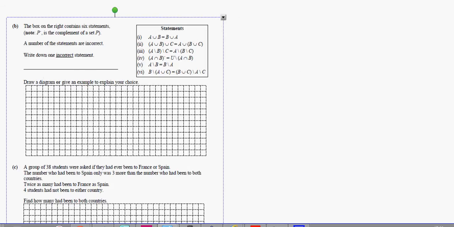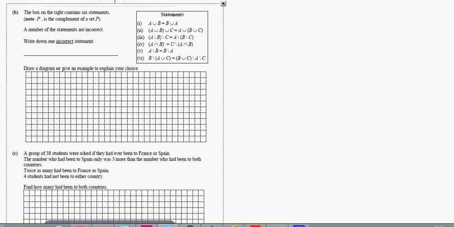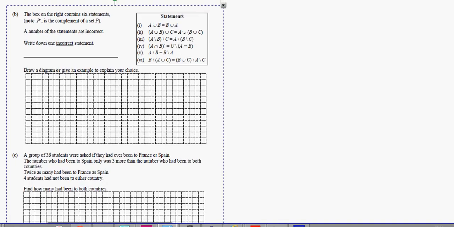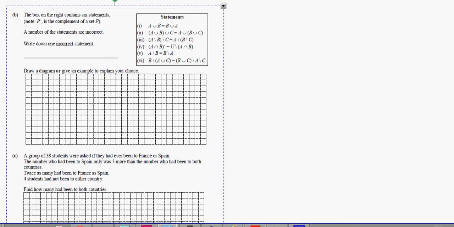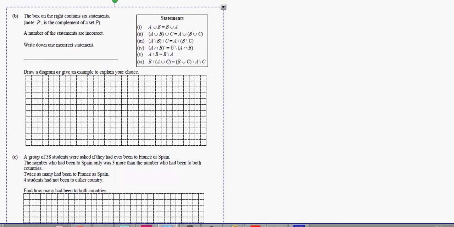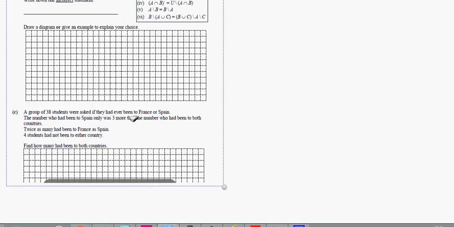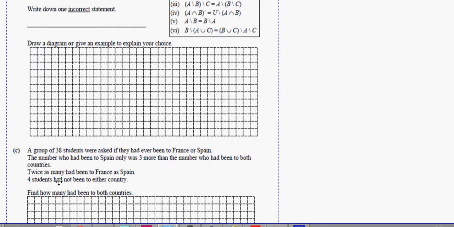The box on the right contains 6 statements. Note P dash is the complement of set P. A number of statements are incorrect. Write down one incorrect statement. Okay. Let's make this a bit bigger.